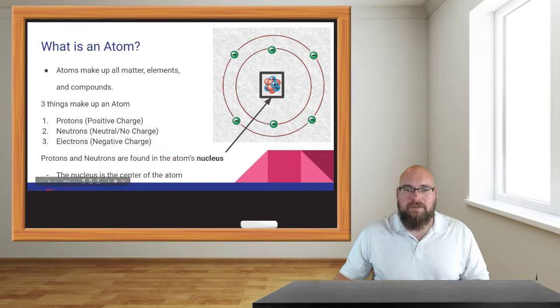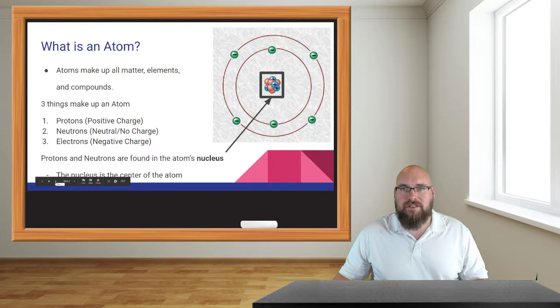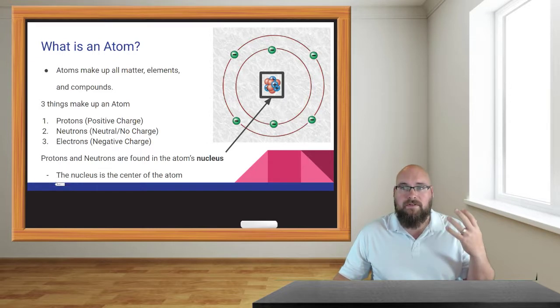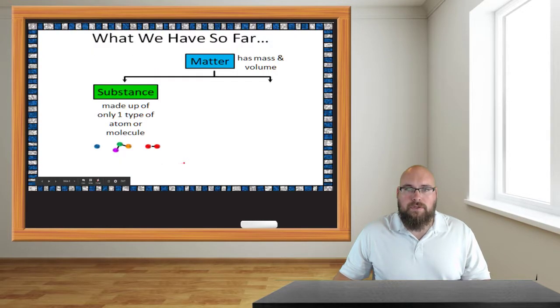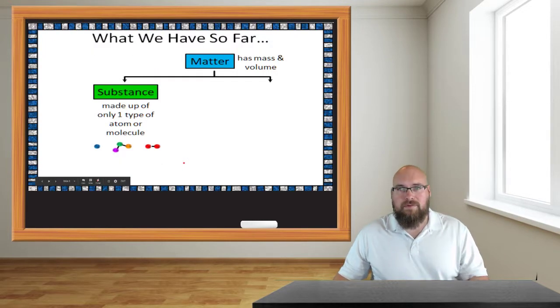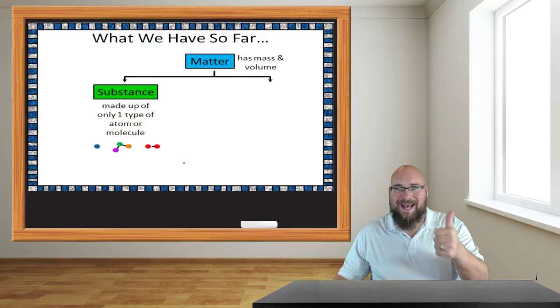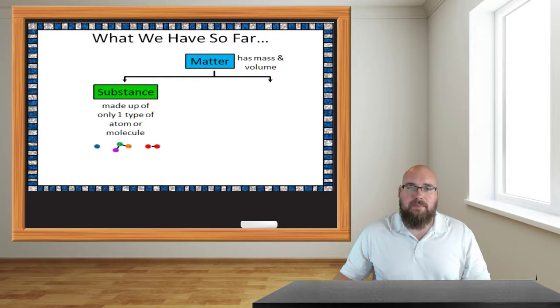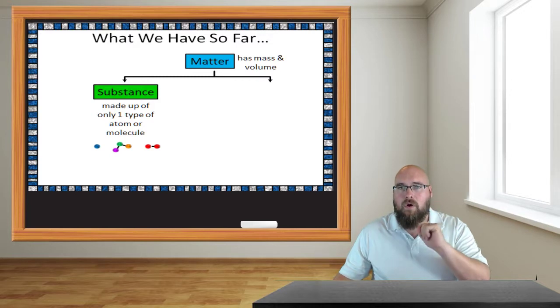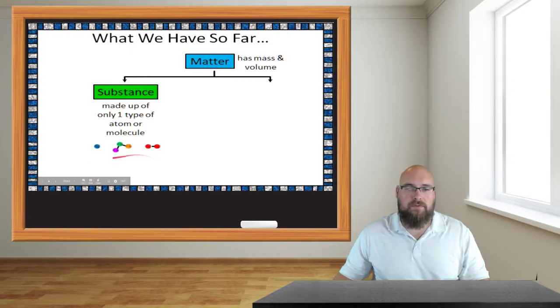Okay, so now that we understand that atoms make up everything, we can understand the concept of elements and how elements go into compounds. So a little check so far. For right now, we all know that matter has mass and has volume. Okay, we have what's called a substance. A substance is made up of one type of atom or one type of molecule.